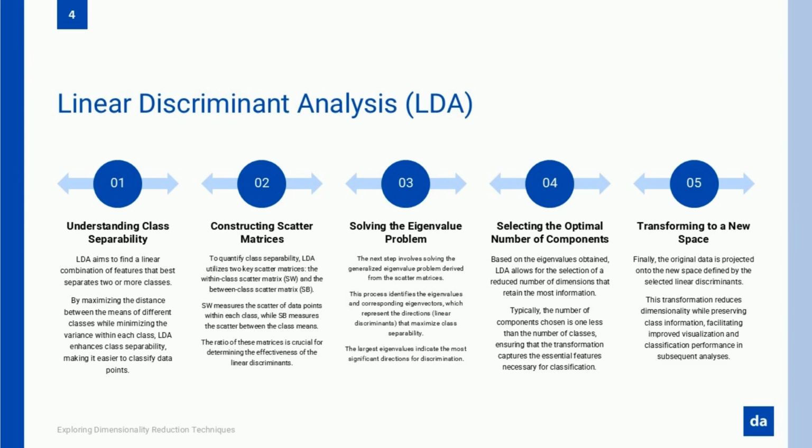But there's a catch. LDA works best when the data satisfies certain assumptions, like having normally distributed features with equal covariance matrices for each class. If those assumptions are violated, the results can be less reliable. And LDA is also sensitive to outliers. Just 1 or 2 bad data points can throw off the analysis.